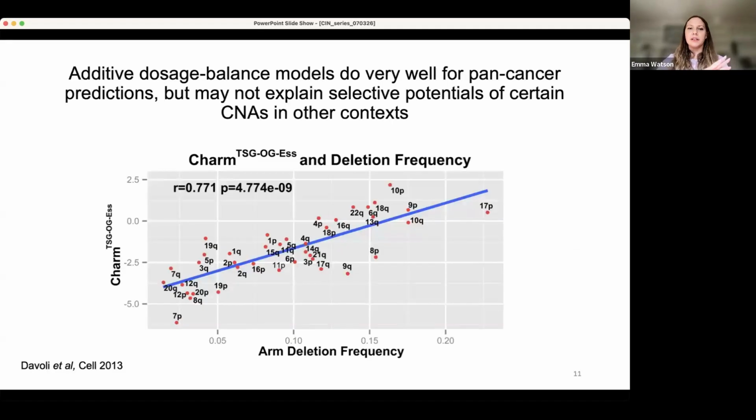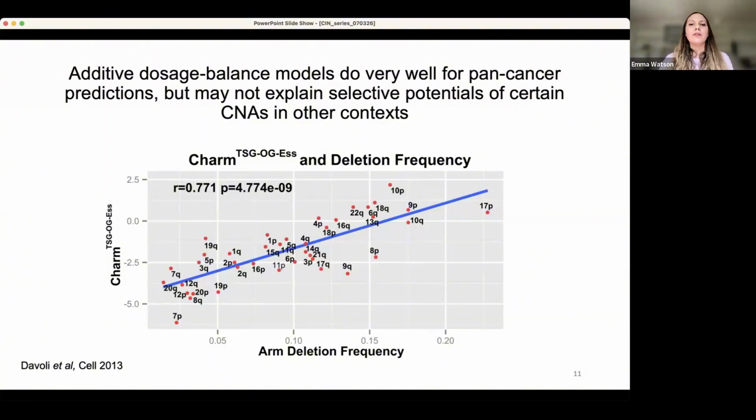So you can look at pan-cancer frequencies of chromosome, for instance, deletions here. And they are fairly well predicted by these sort of additive gene dosage models, where you just take the tumor suppressors, the oncogenes and essential genes, and you say, which chromosome arms have more tumor suppressors than oncogenes and essential genes. Turns out these are more frequently deleted, and vice versa for arms that have a low score.